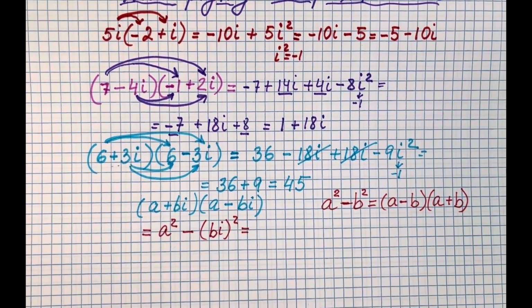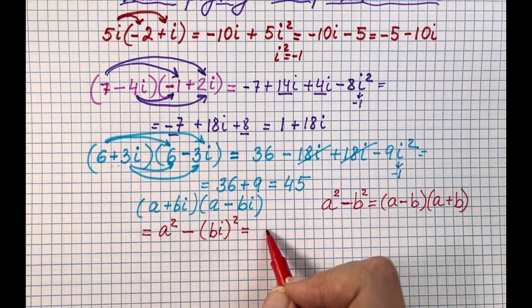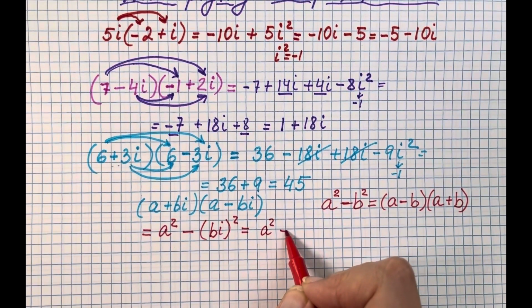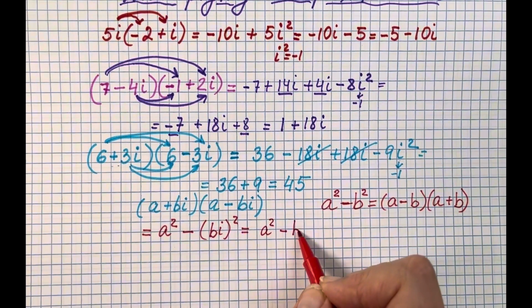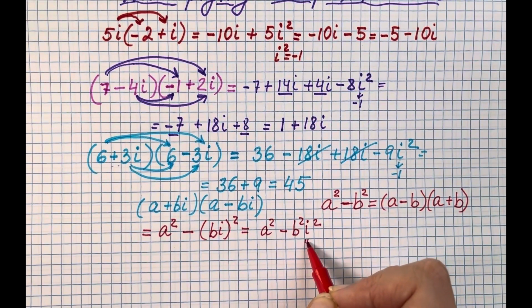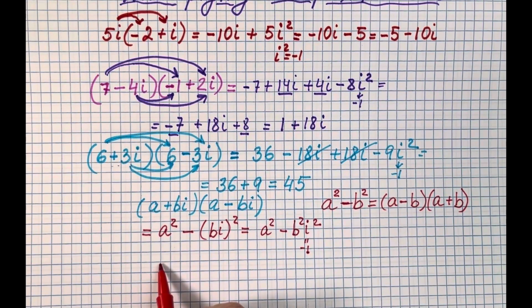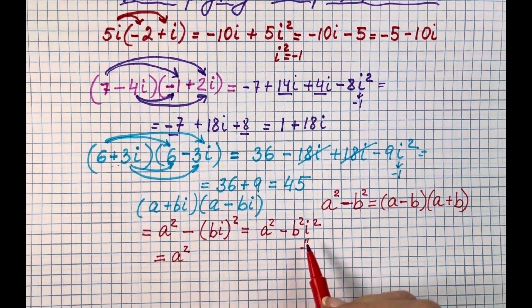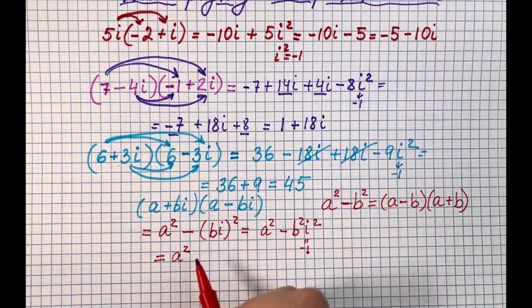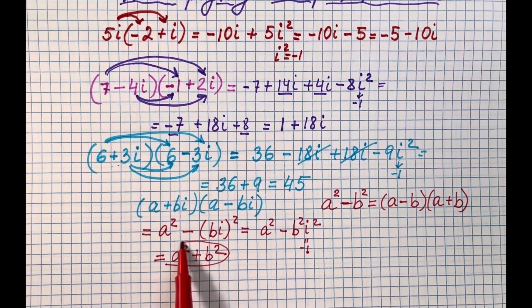So let me play a little with this. We understand that i squared gives us negative 1. So let me just write it down one more time. A squared minus, when we're squaring this, we have b squared times i squared. And we remember that it equals negative 1. So we will see the result. We have a squared minus times minus plus b squared. And that is very important, very interesting, what we have.